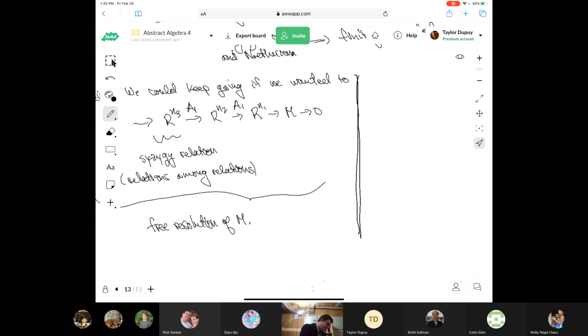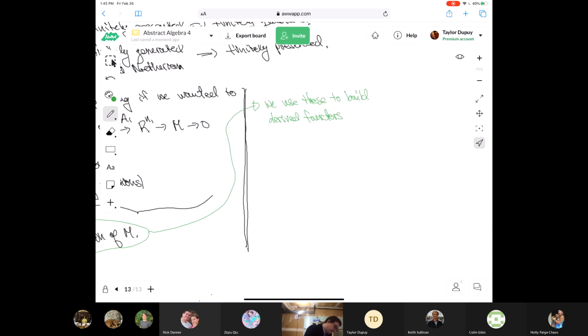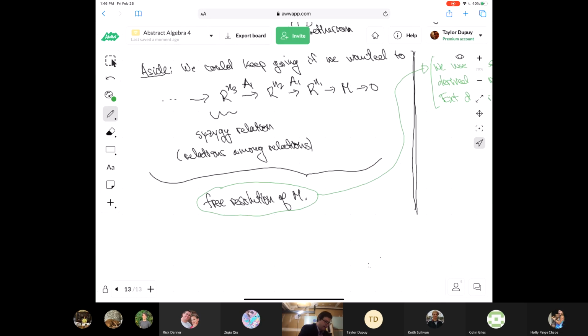And so we use free resolutions. And maybe we'll do this at the end of class if we have time. We use these to build functors, derived functors, like Ext and Tor. Okay, so maybe later. Now we know what a free resolution is, but this is one way to get free resolutions, and maybe we'll do this.